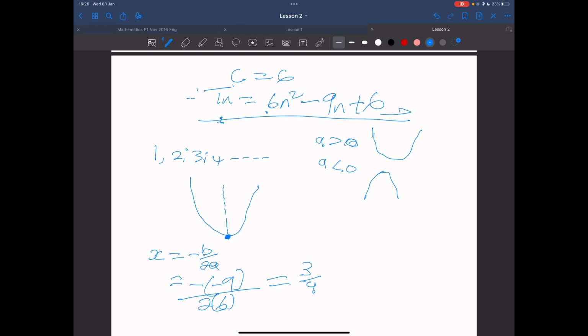So any number which is more than 3 over 4 and is a natural number, it's 1. Therefore, our function is increasing for n greater than 3 over 4, which is 1. So for n greater than or equal to 1, which is our first natural number, the function is increasing. That answers our question. Thank you very much.